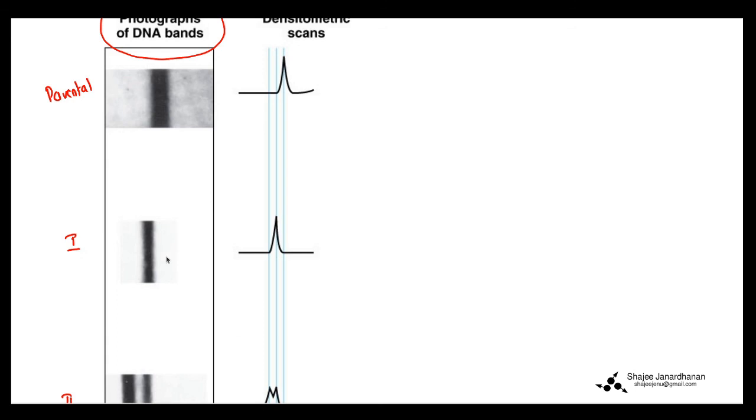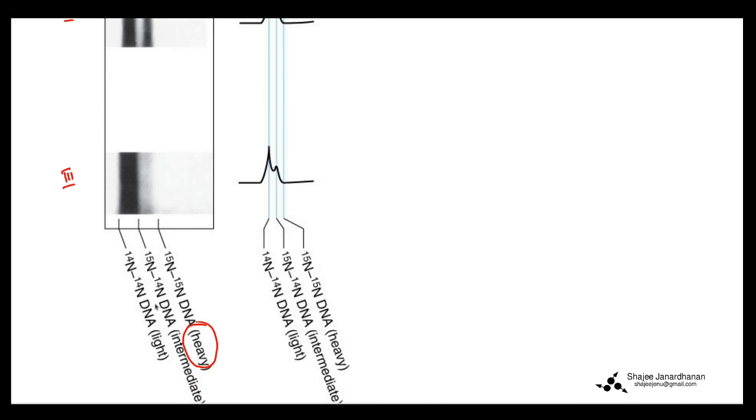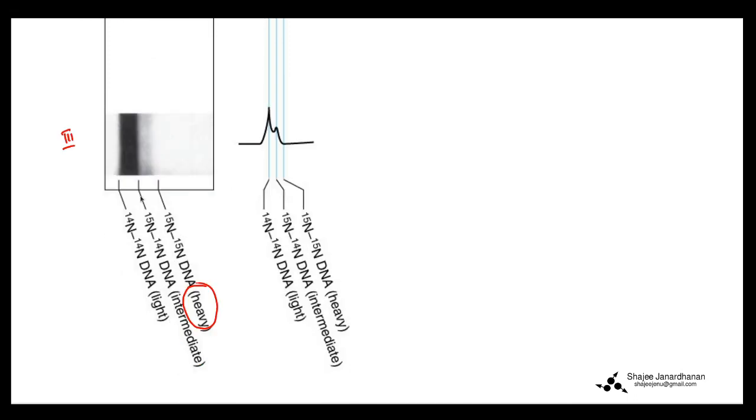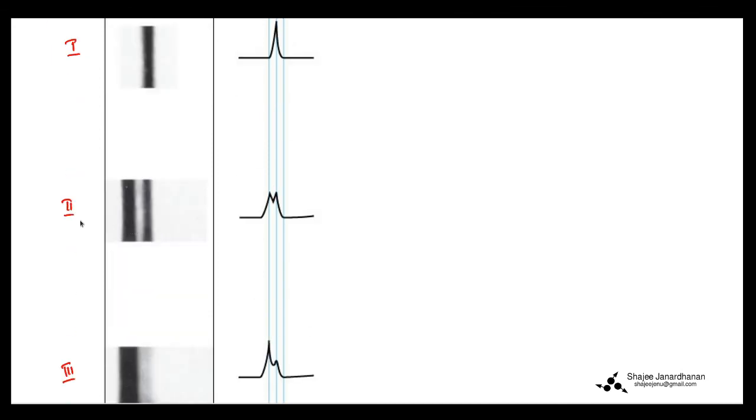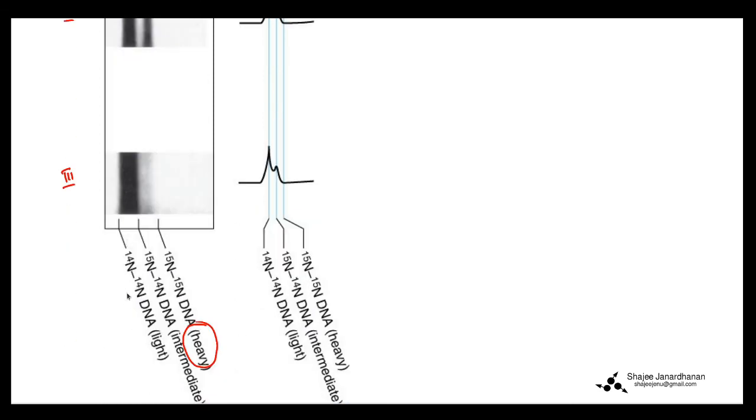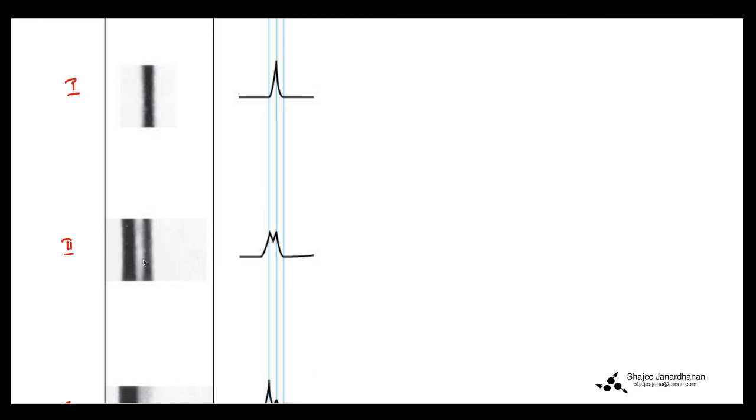But when you come to the first generation, we have already said that what you should get is a hybrid band, and similarly you can see that the parental band has disappeared, whereas a new band is observed in the first generation, and it corresponds to what? A hybrid one, intermediate density, N15 N14. And when you come to the second generation, you can find that another second band is appearing, which corresponds to the lighter one. In the second generation, this is what you observe.